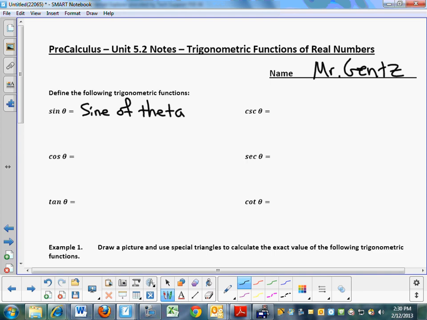But if we're talking about, remember, x, y, and r, which is what we talked about the other day, sine is y over r. So if you take the y value and divide by the r value, that's sine.